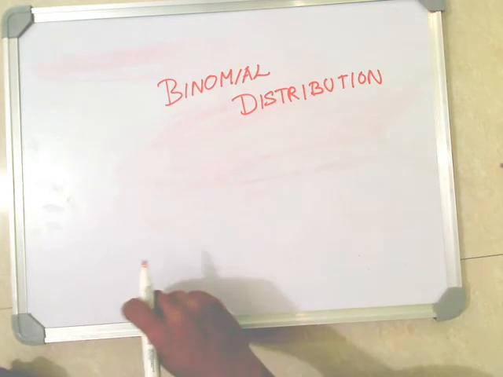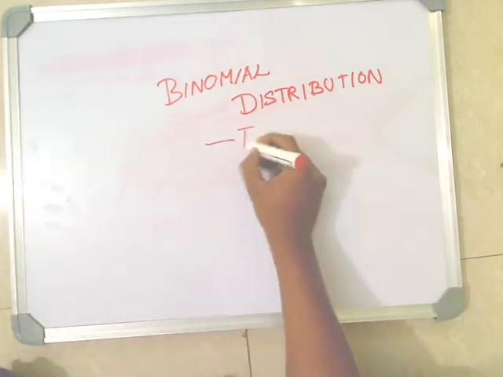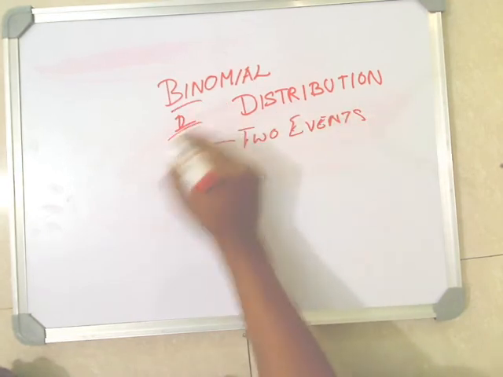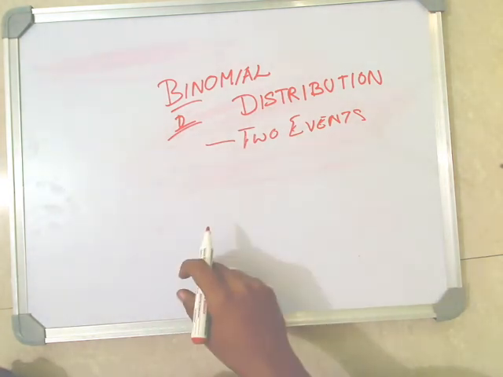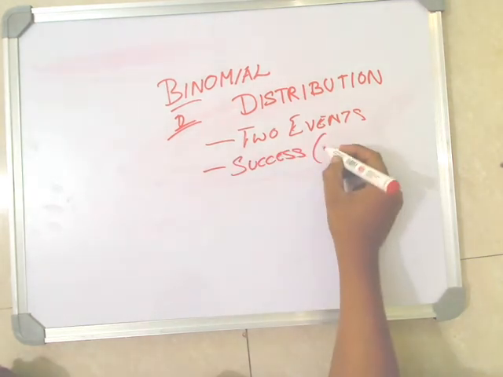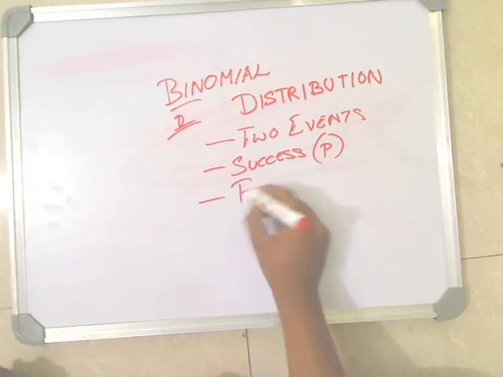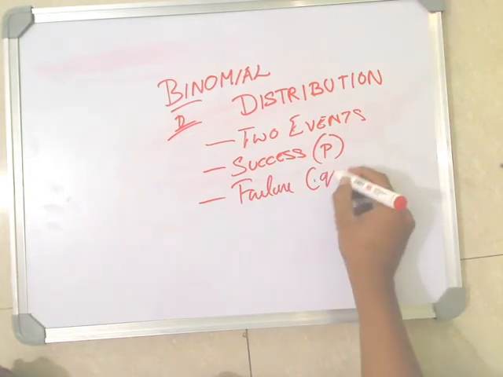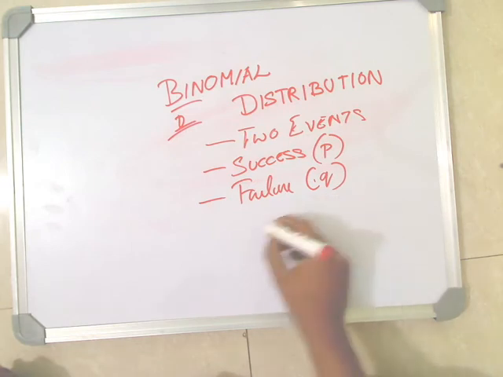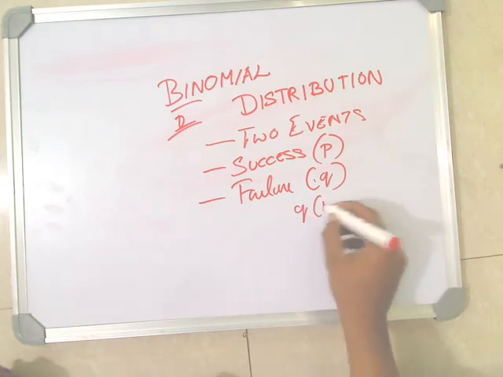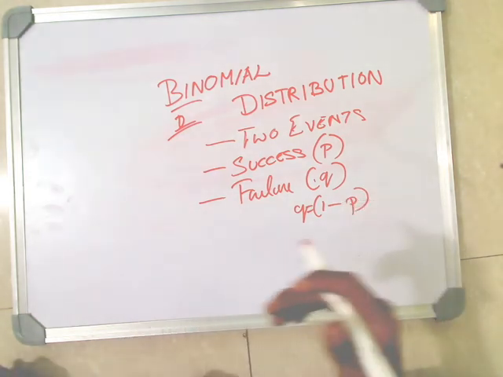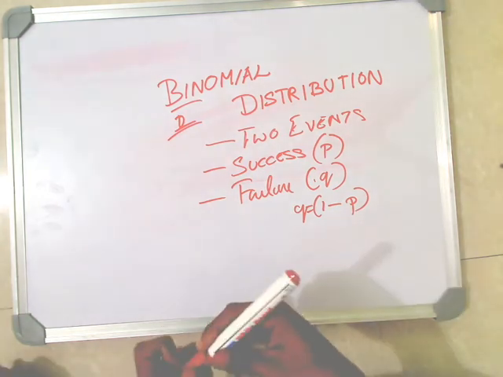So binomial distribution here refers to two events. Hence you have binomial here. Bi here refers to two. So what are the two events that could happen in this sort of a distribution? It could either be success, which is represented as small p, or it could be failure, which is represented as q. Now, finding q isn't a problem if you know p. In order to find q, all you need to do is q equals 1 minus p, and you're able to arrive at this.